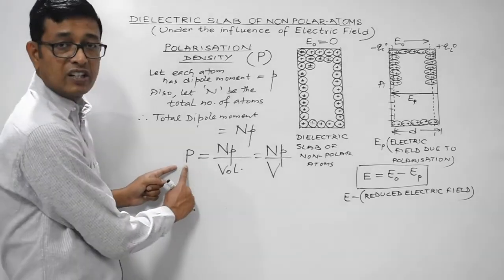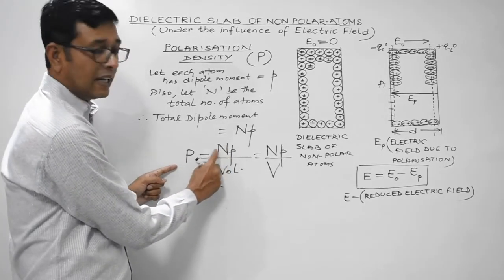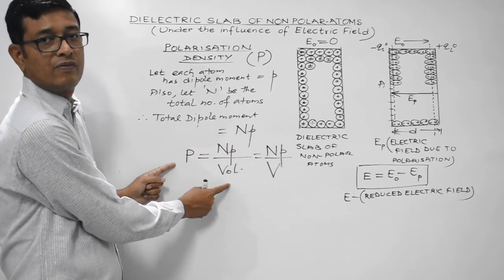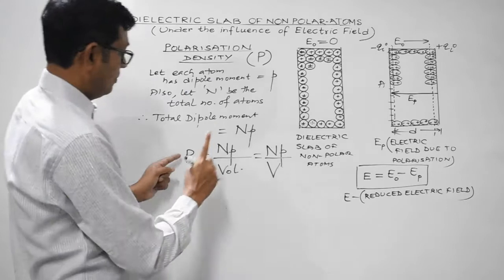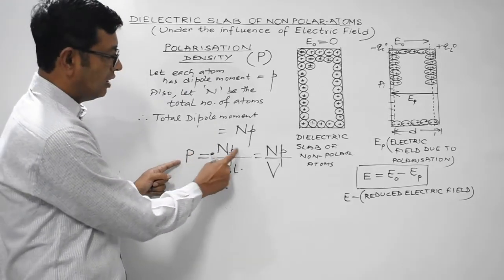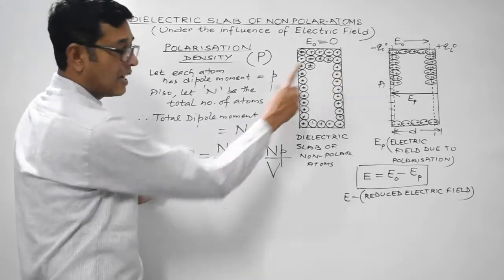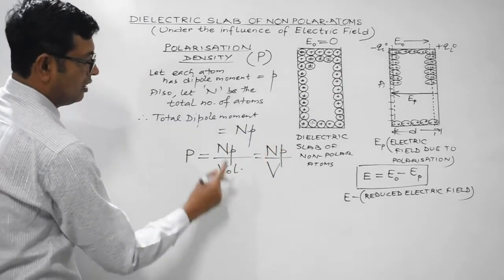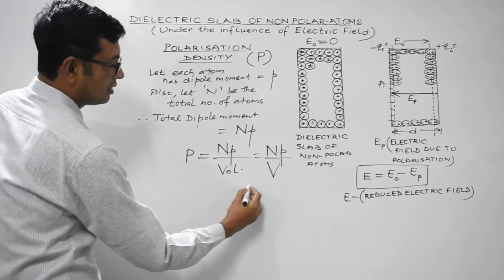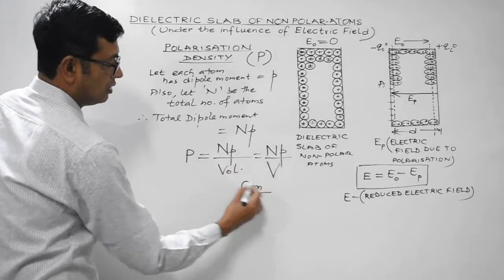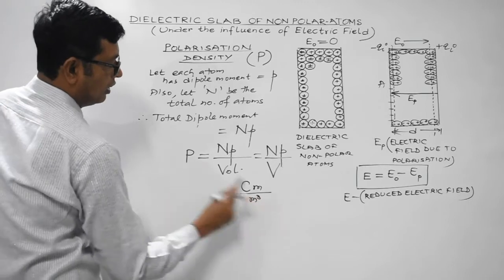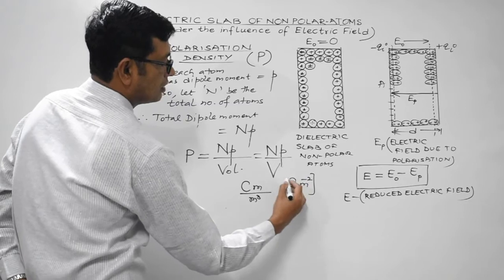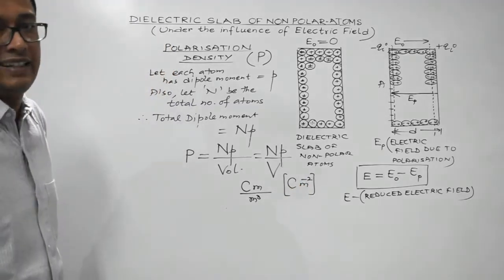So students, polarization density is the total dipole moment induced in the slab per unit volume. Again I repeat, polarization density is the total dipole moment induced in the dielectric slab per unit volume. So, what will be its unit? The unit of dipole moment is coulomb meter. The unit of volume is meter cube. So, the SI unit of polarization density is coulomb per meter square. This is the SI unit of polarization density, right?